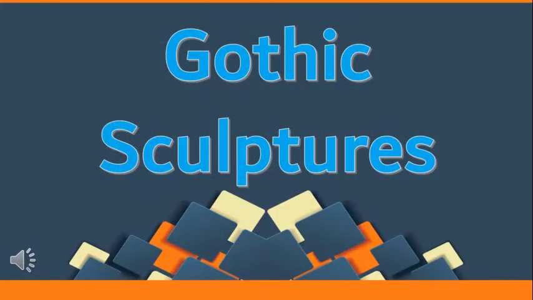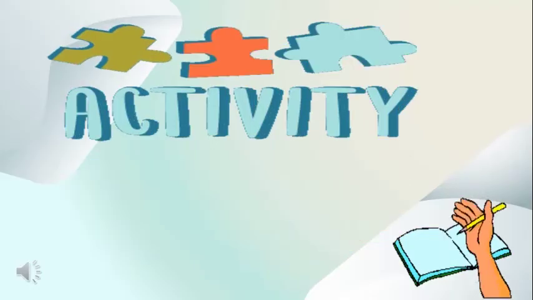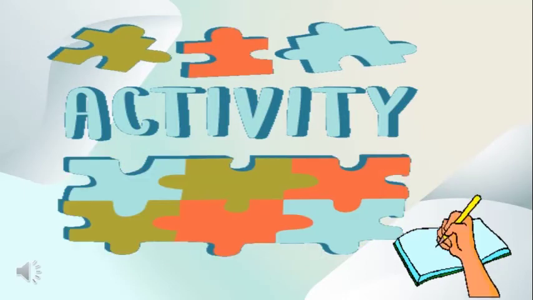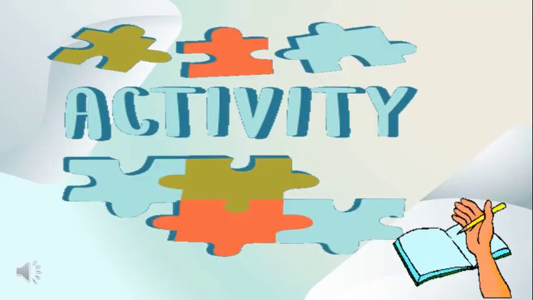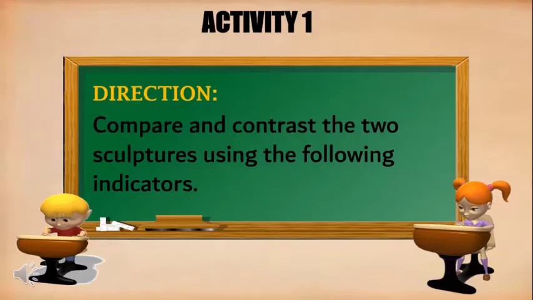Now we have Gothic sculptures. Gothic sculptures had greater freedom of style. They no longer lay closely against the wall, but began to project outward. Figures were given their own particular attitudes, instead of being set into particular patterns, and were lively and realistic. Great! We have reached the end of our lesson for today. Let us proceed to our activities.